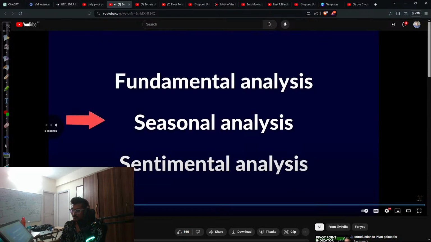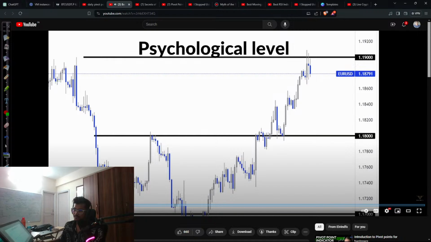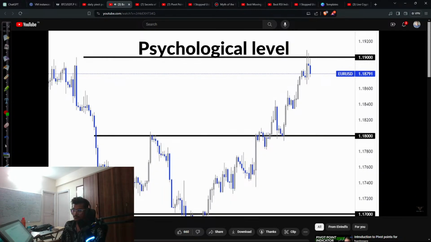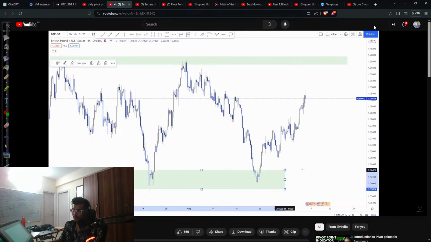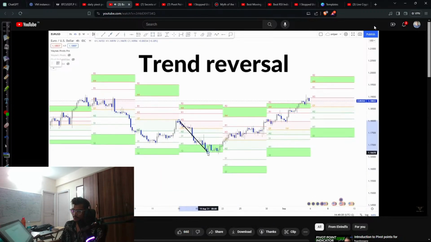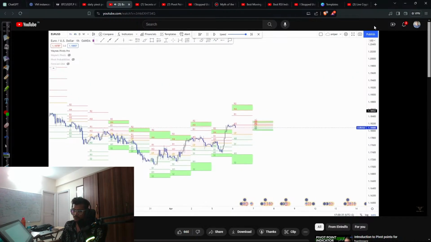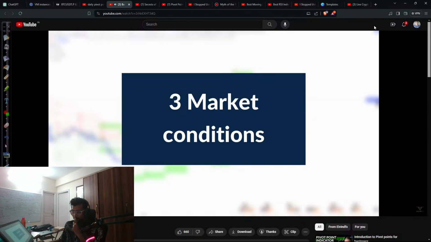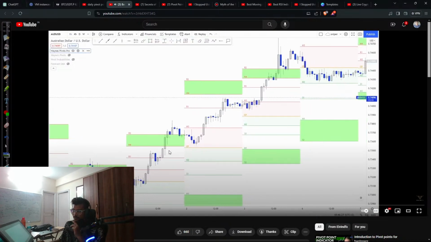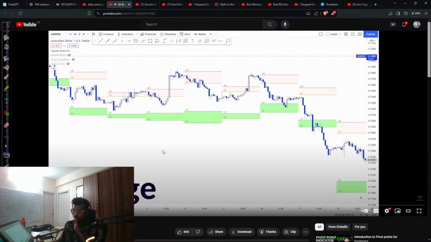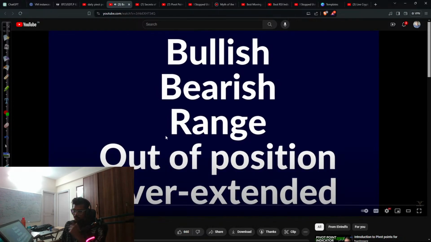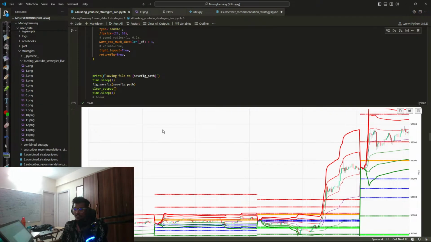you then need to identify the levels, like round numbers such as 1800 or 140, for example. You then need to identify the trend in the market, support and resistance, and potential trend reversal if you don't have the trend with you. We are going to focus on 3 major market conditions, but I'm going to say all 5 of them just for you to know. We're going to look at bullish, bearish, range, but also out of position. And I'll tell you guys very quickly what I mean by this.